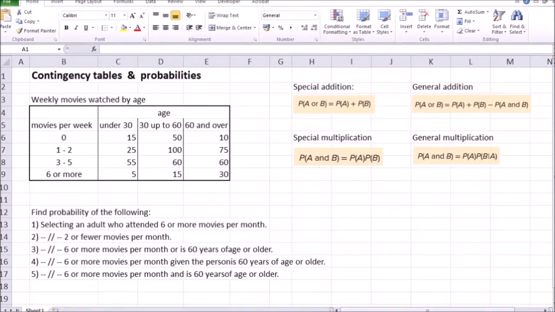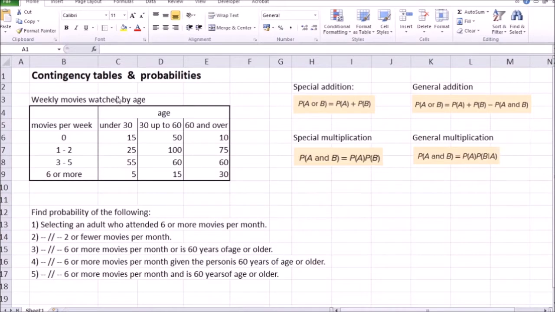First of all, what is a contingency table? A contingency table is a table that basically summarizes your sample, summarizes your data by a couple of variables. Usually that's a couple of variables because representing more than two variables is a little bit tricky.